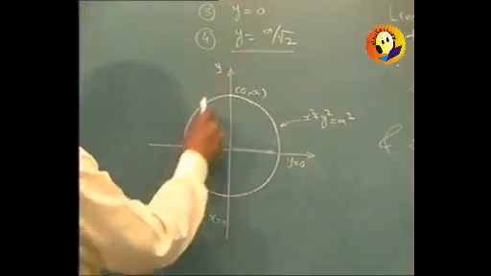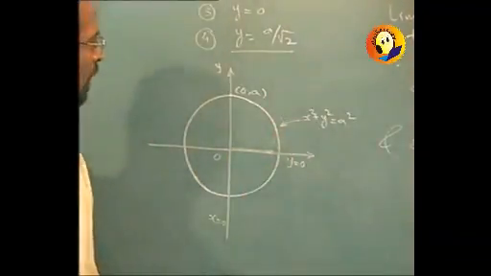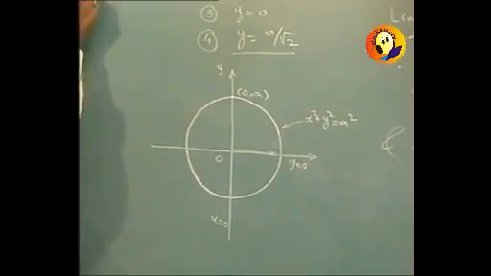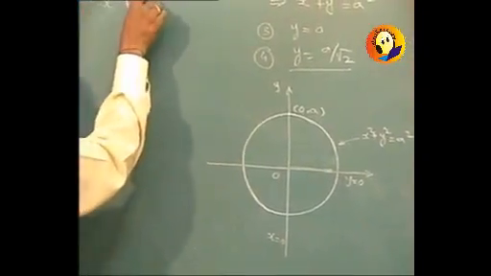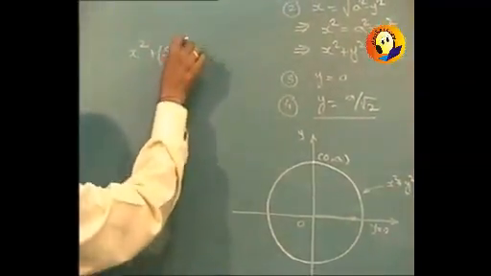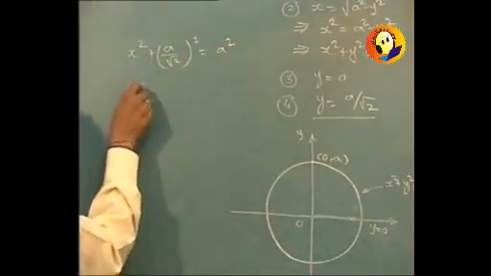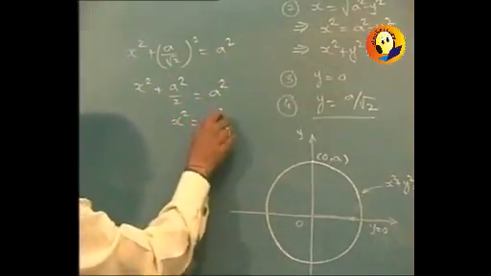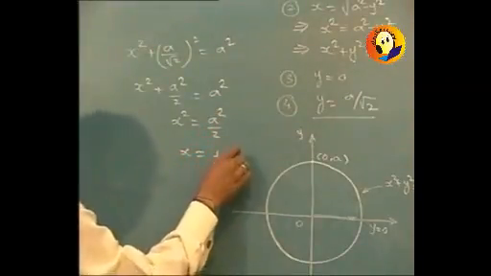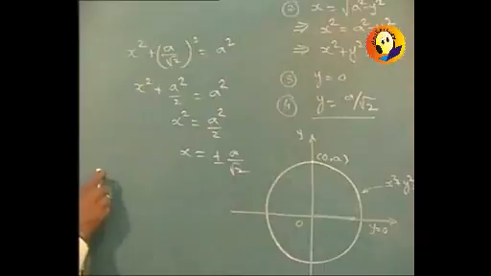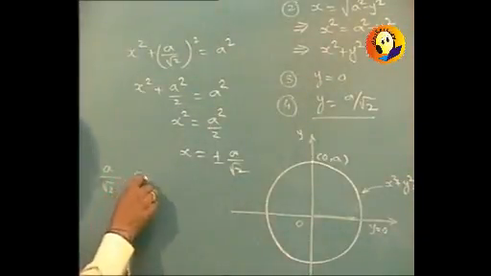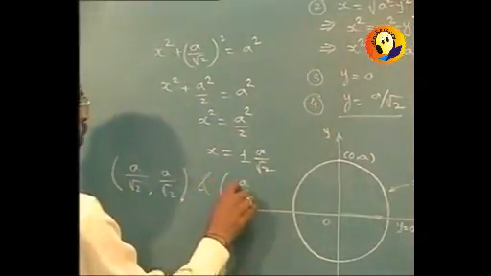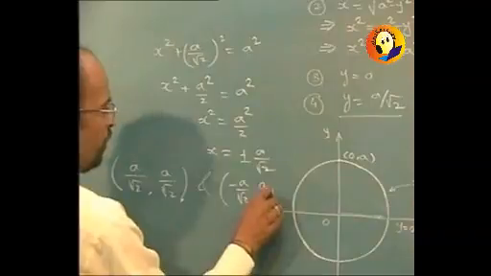This particular line is going to cut the circle at some points, and so to find those points of intersection, let us substitute y equal to a upon root 2 in the equation of the circle. It will be x square plus a square by 2 equal to a square, x square equal to a square by 2, x equal to plus or minus a upon root 2. So the 2 points of intersection will be a upon root 2, a upon root 2, and the second one is minus a upon root 2, a upon root 2.